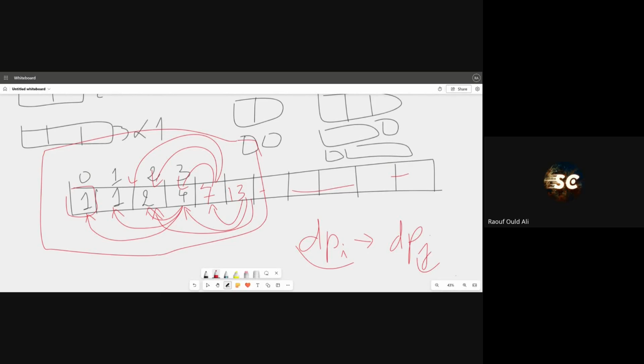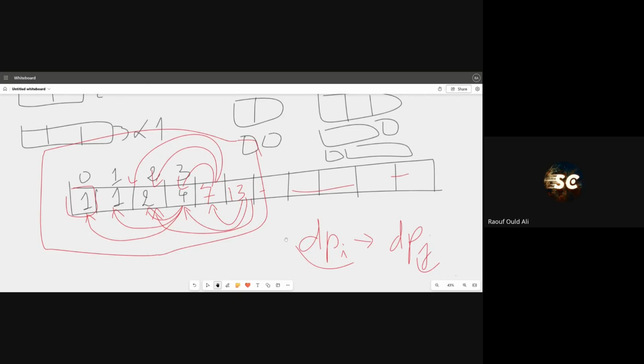Can you tell me what's special about this graph? Yes, Haytham? It is directed and acyclic, which makes it a DAG. Exactly. So for DP to work, we always need this graph to be directed and acyclic. Directed is obvious because of our definition here, but the most important is that it is acyclic.